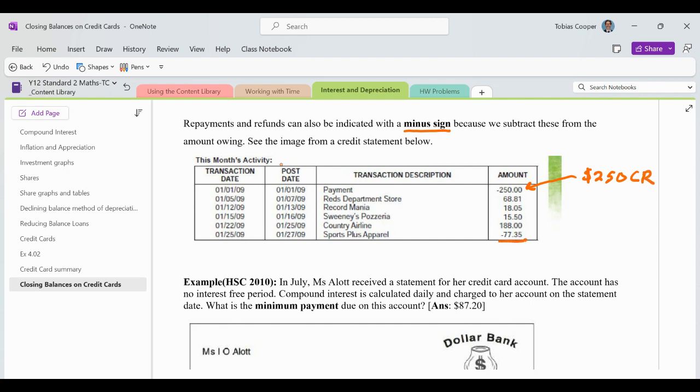Here, $77.35 from the shop called Sports Plus Apparel, that there is a refund. So that also gets taken off your debt, hence the subtraction.